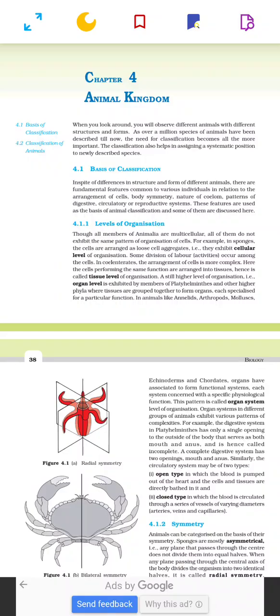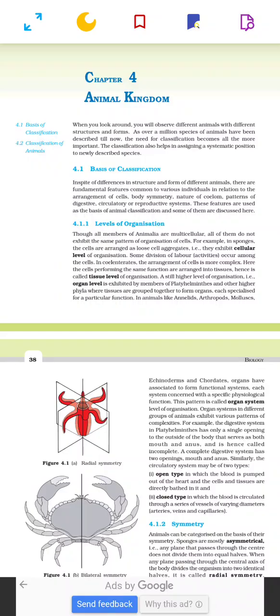For example, the digestive system in Platyhelminthes has only a single opening to the outside of the body that serves as both mouth and anus and is called incomplete. A complete digestive system has two openings, mouth and anus.